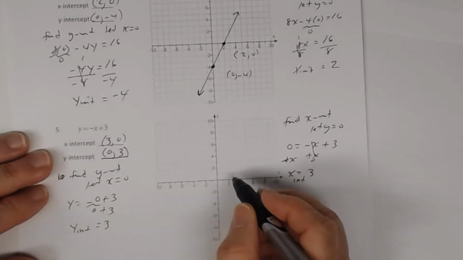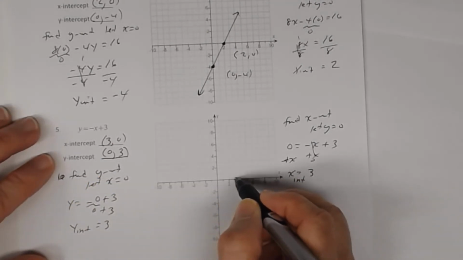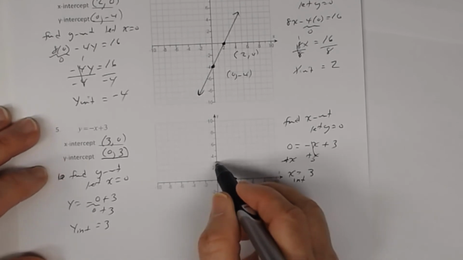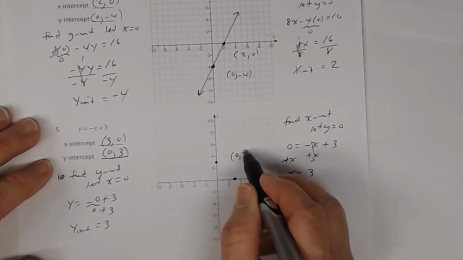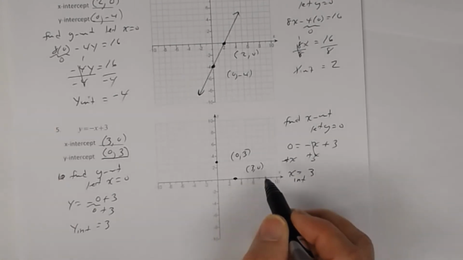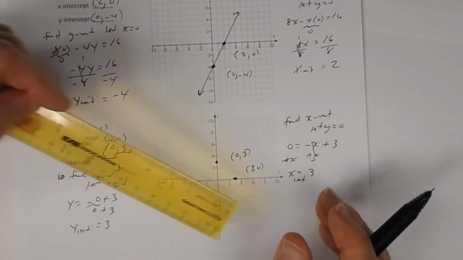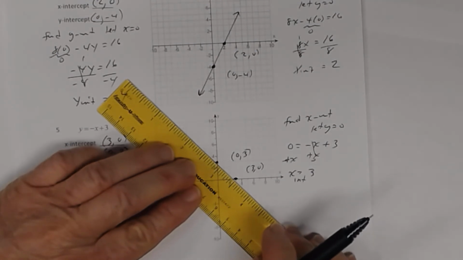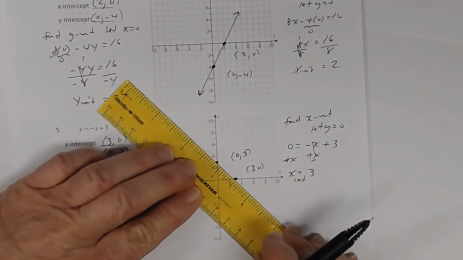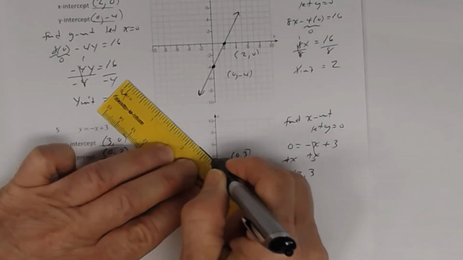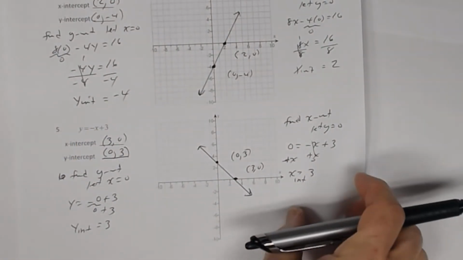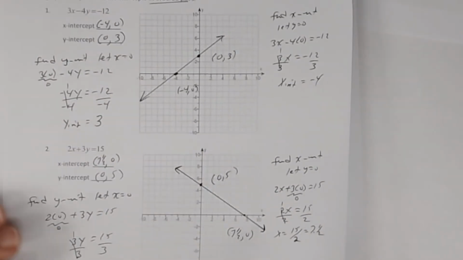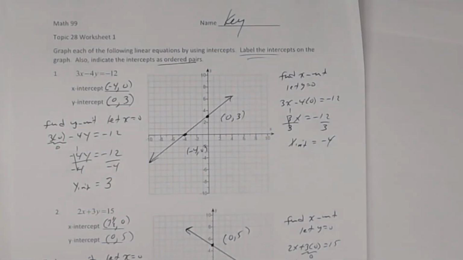So we plot those points. So 3, 0 is here, 0, 3 is here. Label, this is 0, 3, this is 3, 0, and you draw your line. Make sure you draw arrows. Alright, and we have this. Alright, and so that is the key to topic 28, worksheet 1.